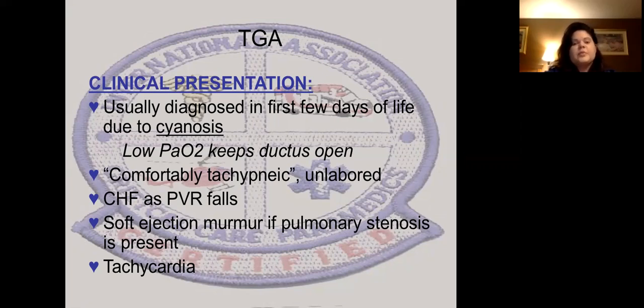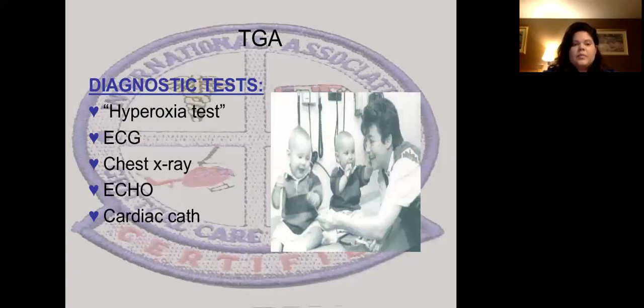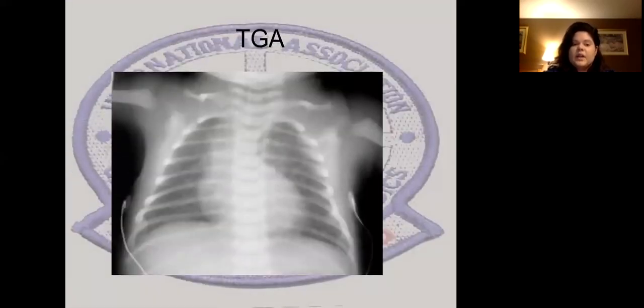They're going to be comfortably tachypneic, so it won't be labored. They're just going to be breathing excessively. They could have a murmur, and they would be tachycardic. For diagnostic tests, they could have the hyperoxia test, and then the other tests: the EKG, chest X-ray, echo, and cardiac cath. And that's what these guys look like on an X-ray.